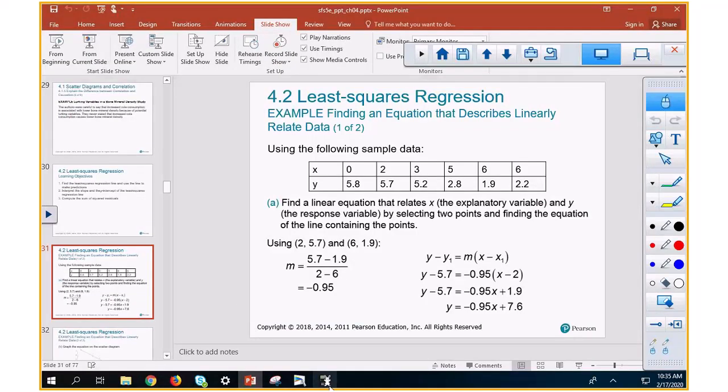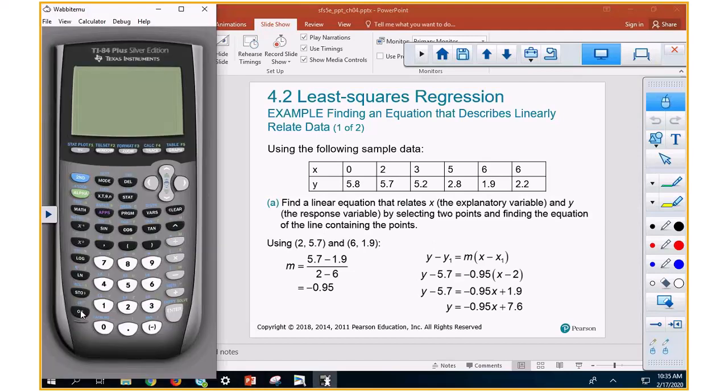So here we go. Here's our handy dandy. This is what you do. You got the numbers in there. Now hit stat, calculate, linear regression. It automatically goes to L1 and L2. So you hit calculate and you feel good about yourself. Here's the formula. Y equals negative 0.71x plus 6.55.